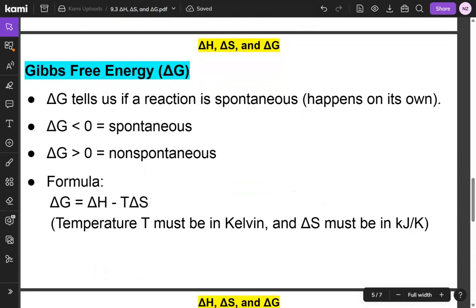Now, Gibbs free energy tells us the spontaneity of the reaction, whether or not it's going to happen on its own. If delta G is less than 0, it is a spontaneous reaction, meaning that it does not require additional energy for the reaction to take place. It's going to happen on its own. If delta G is greater than 0, it is non-spontaneous, so it's going to require some additional energy for the reaction to take place. The formula that we use to find delta G is delta H minus T, where the temperature has to be in Kelvin, times delta S. And delta S must be in kilojoules.